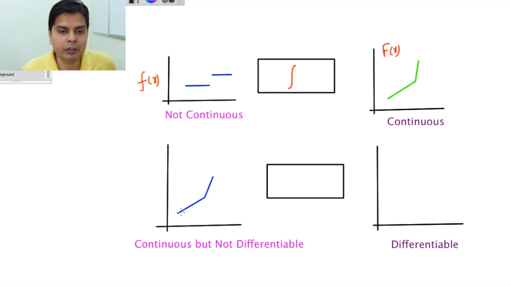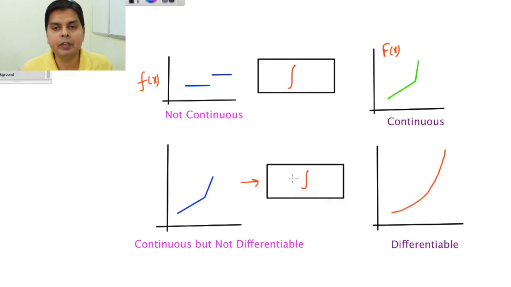You see, this function is continuous, but it is not differentiable at this point. Once you put this function as input to this integrator, you will get a function something like this. So it will be continuous and differentiable also. So this integrator removes the bad properties of a function. If it is not continuous, it will make it continuous. If it is not differentiable, then it will make it differentiable.